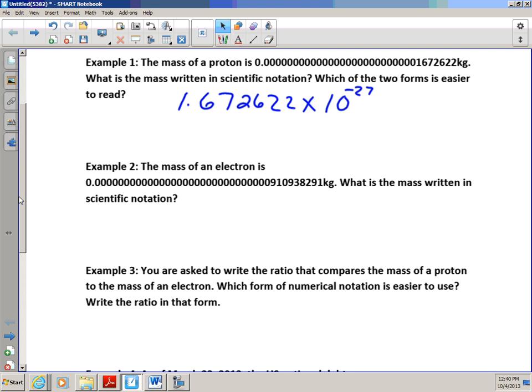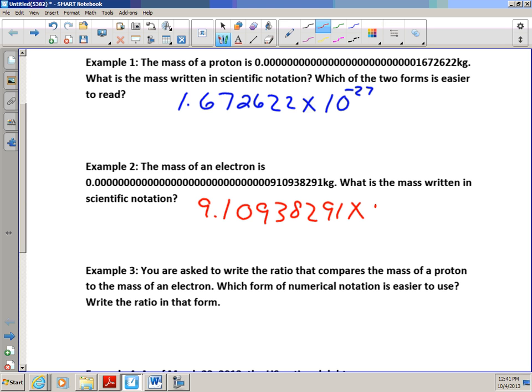Now, similarly, we have the mass of an electron being a very small number. We'd like to convert that into scientific notation. When we do so, we get the number 9.10938291 times 10 to the negative 31st power. Remember, the decimal portions of our numbers in scientific notation have to be greater than or equal to 1 and less than 10. Okay? Now, why did we do all of this?